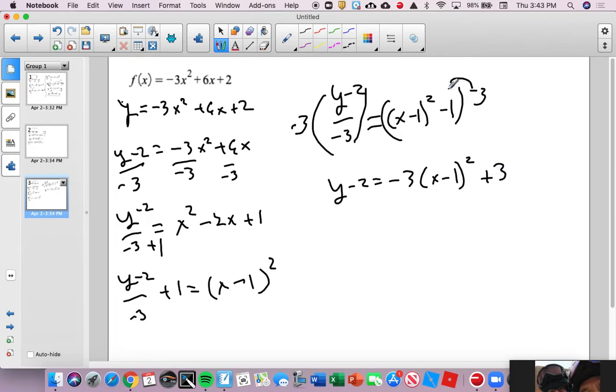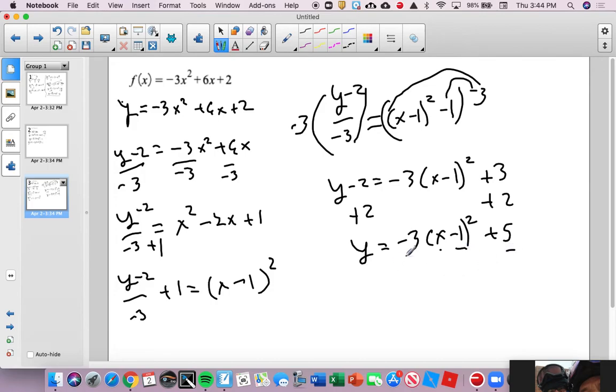Because if I distribute this into both of those, then I'm going to add 2 to both sides, and I will get y equals -3 times x minus 1 squared plus 5. So then my vertex is +1, +5, and I have a vertical stretch of -3. I'll write it back with f of x notation.